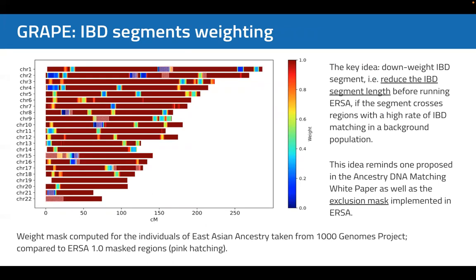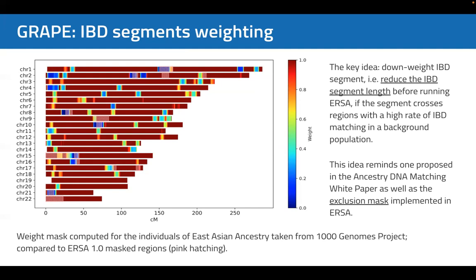The key idea is to downweight the IBD segment, that is, to reduce the IBD segment length, if the segment crosses chromosome regions with a high rate of matching in the background population. To estimate the IBD matching rate, GRAPE runs the IBD segments detection using the background population dataset. This dataset should not contain close relatives, or the number of relatives should be small in comparison with the overall number of individuals in the dataset.